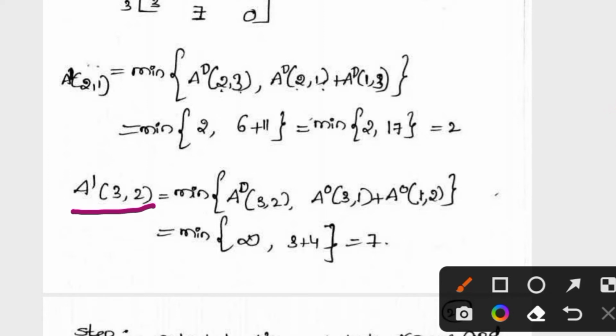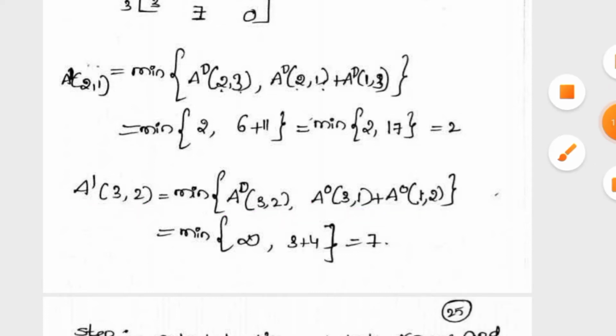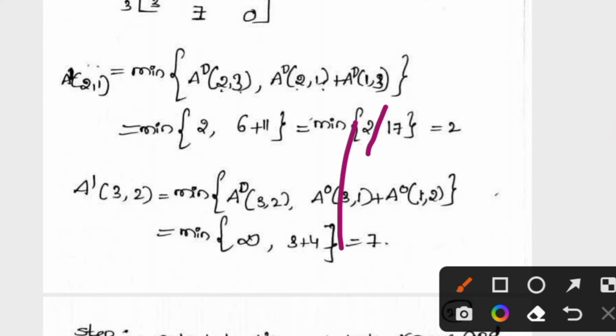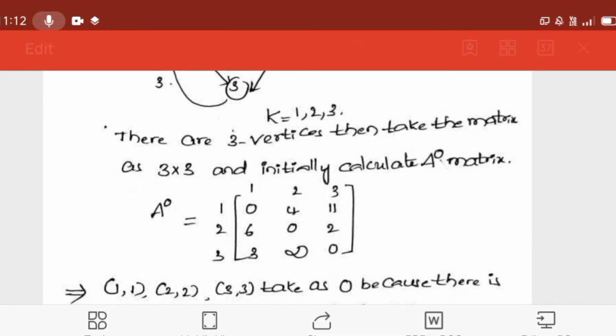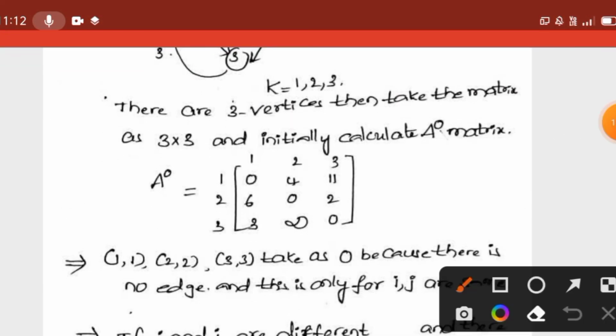So here, min of A power k minus 1, that is 1 minus 1 means 0, A power 0 i comma j, means 3 comma 2, comma A power 0, that is i comma k, that is 3 comma k, plus A power 0, that is k comma j. K value is 1 and j value is 2. Now we can see from the A power 0 matrix, that is the 3 comma 2 value.